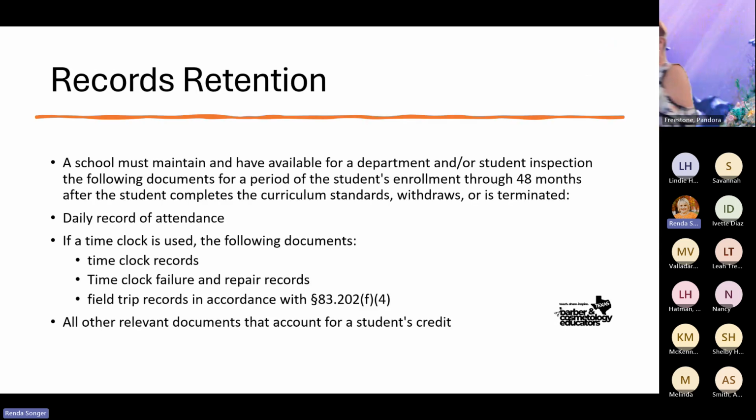This is the big thing, your records retention. A school must maintain and have available for the department or student inspection the following documents for a period of enrollment through 48 months after the student completes, withdraws, or is terminated. So you're talking about 4 full years. You need to have their daily record of attendance, and if a time clock is used, you need those documents. Otherwise, you need to have all of the relevant documents that account for a student's credit, and that's got to be kept for 4 years after they have finished one way or another.